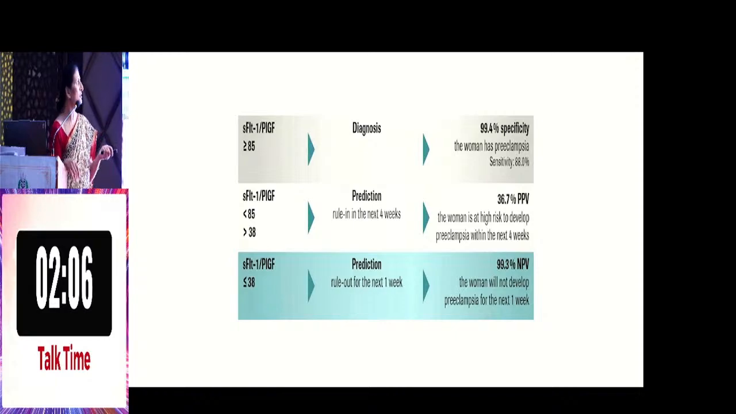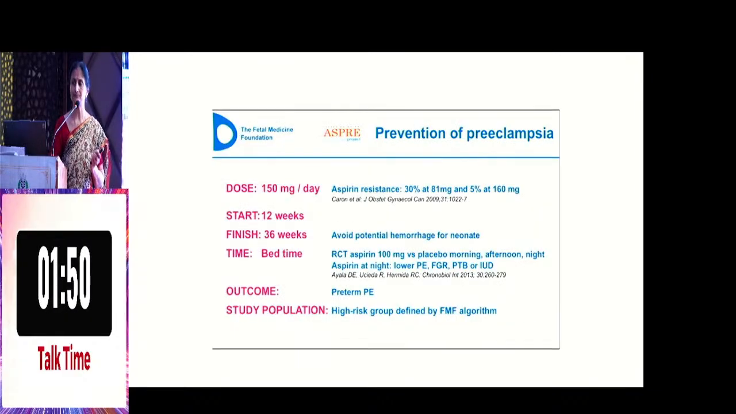preeclampsia. Now this is the sFlt-1 and PlGF ratio. It is also available now with the nationalized laboratories, and an sFlt-1/PlGF ratio less than 38 gives us a 99% negative predictive value, so that we should be clear that it may not be.